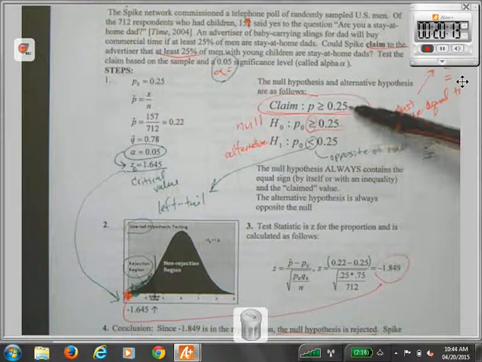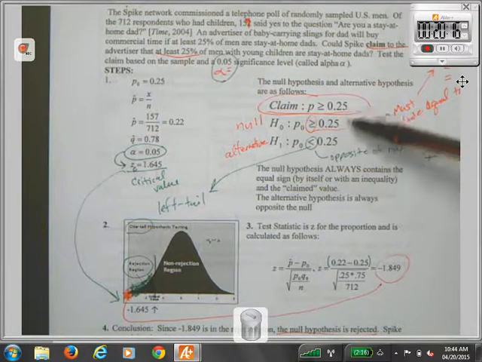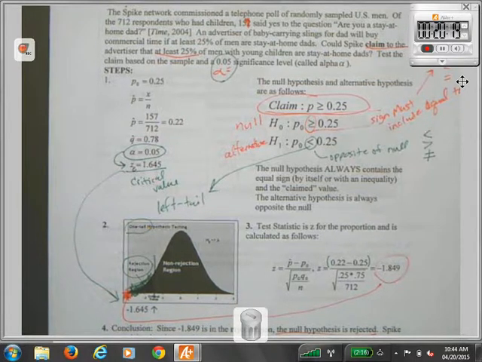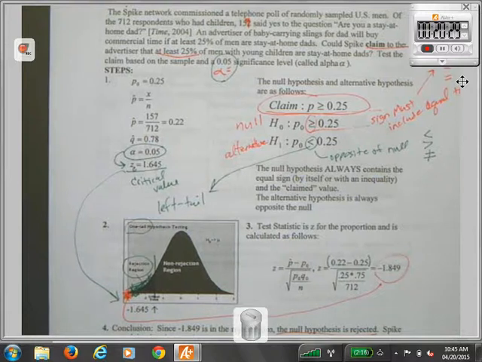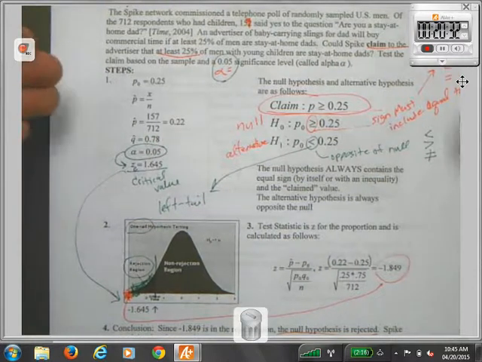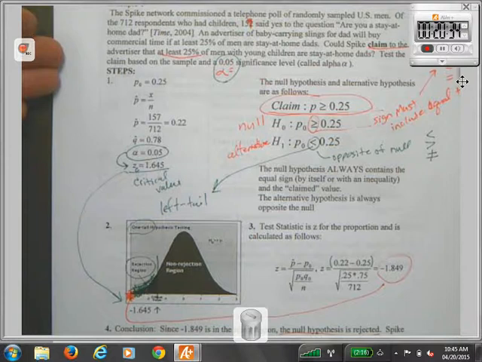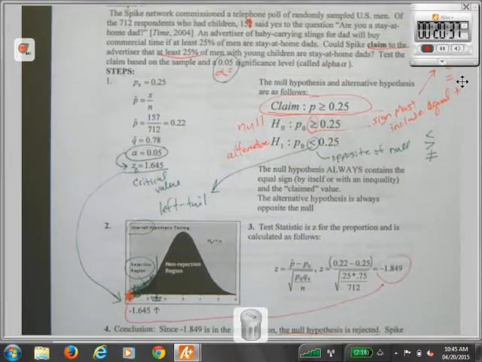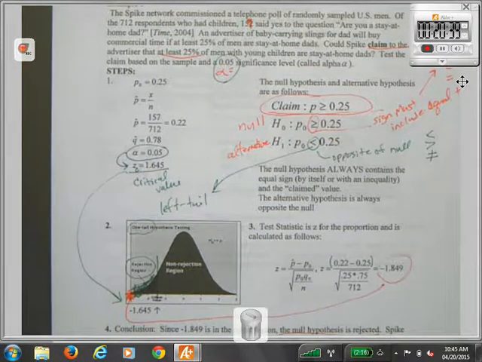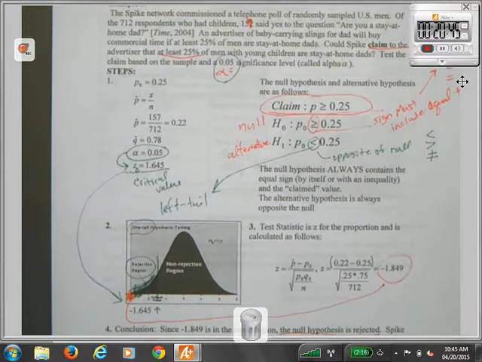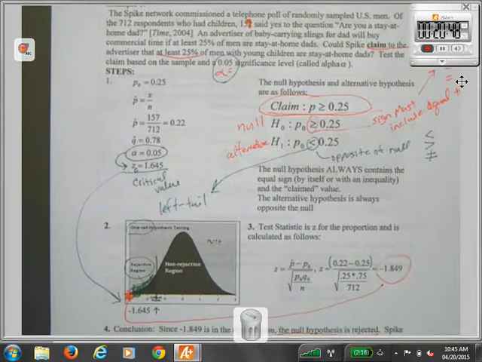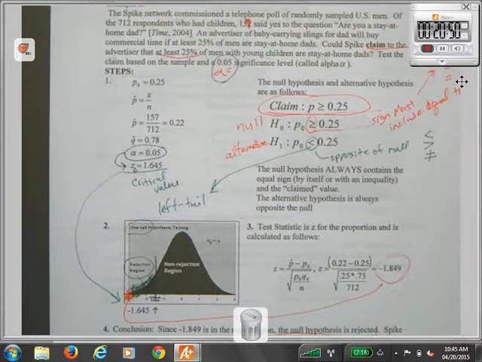Does everybody see that? So my next sentence says, Spike cannot claim that the sample shows 25% of men with young children are stay-at-home dads. I'm just writing a sentence responding to the claim from the original problem and saying whether they can make that claim or not. You can also say something like, there is no evidence to support Spike's claim, or we reject Spike's claim. You are just saying that the claim is wrong based on the sample that we have.